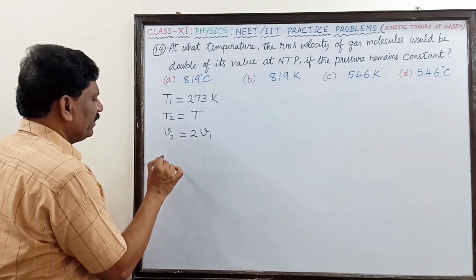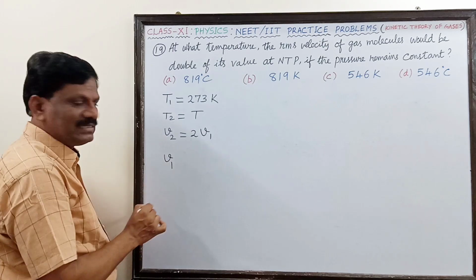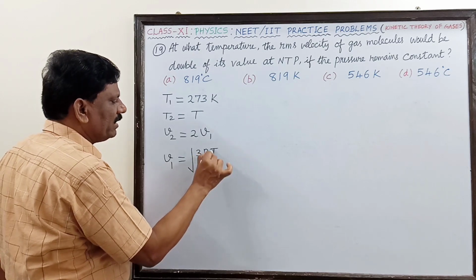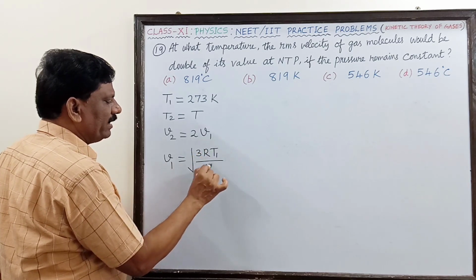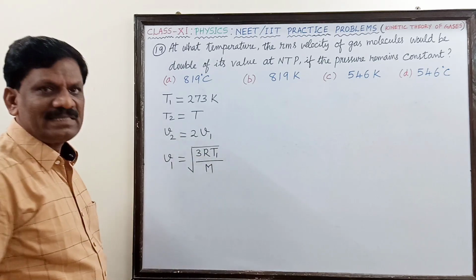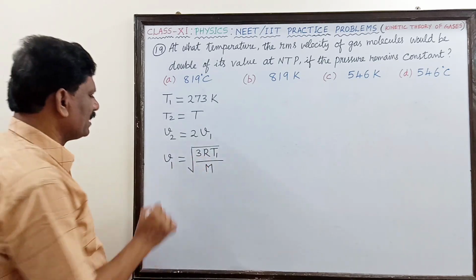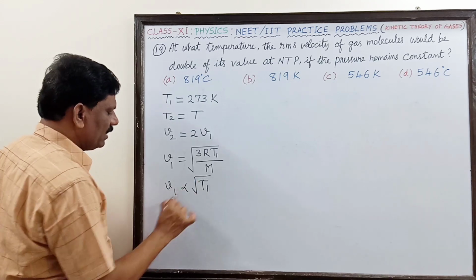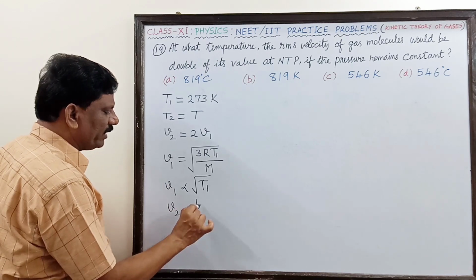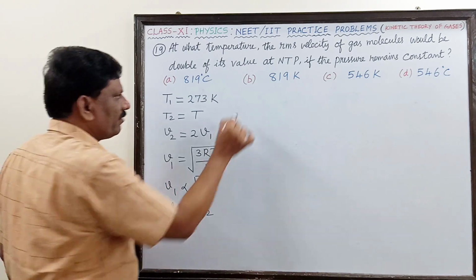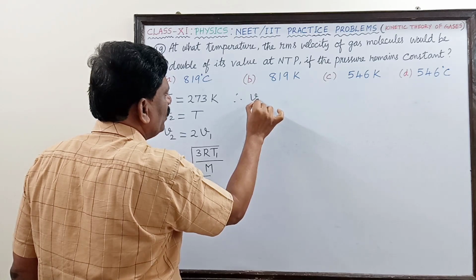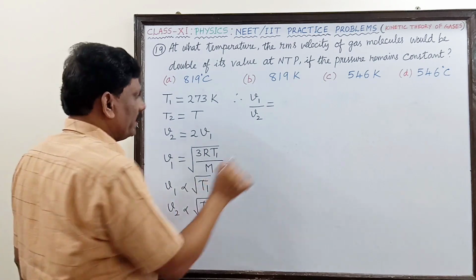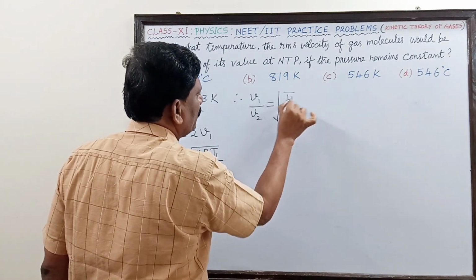Okay. So I will write the usual expression for the RMS velocity. V is equal to square root of 3RT1 divided by M. The gas remains the same, therefore 3R by M is a constant. So V1 is proportional to square root of T1, and V2 is proportional to square root of T2. Therefore, V1 by V2 is equal to square root of T1 by T2.